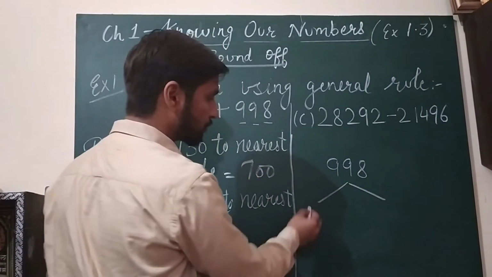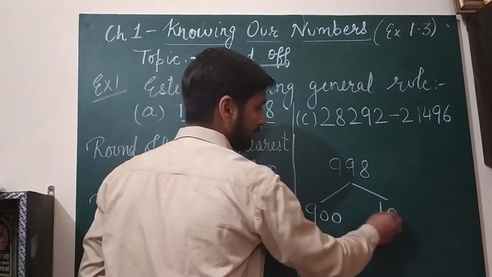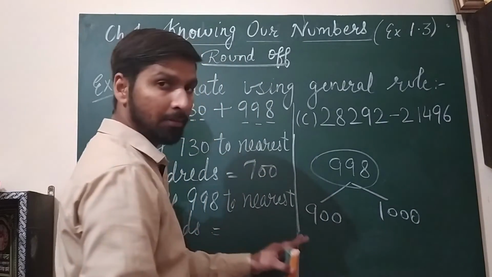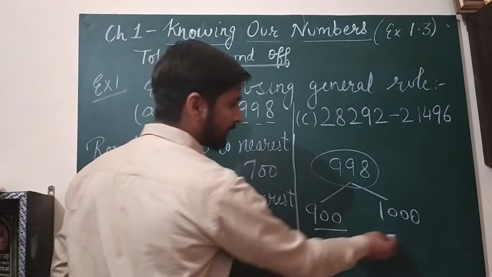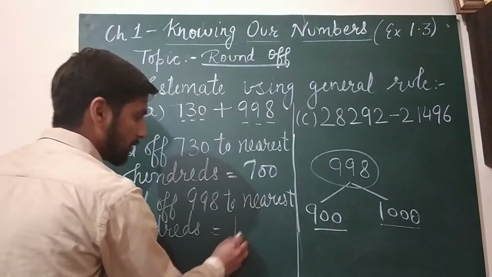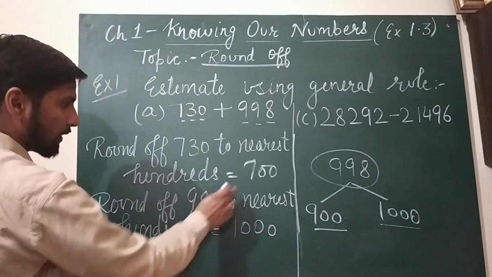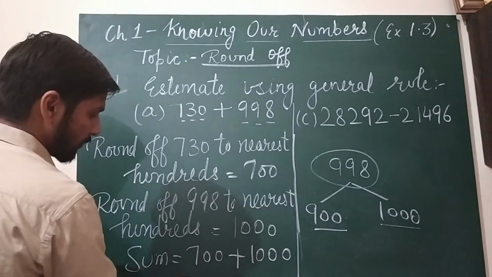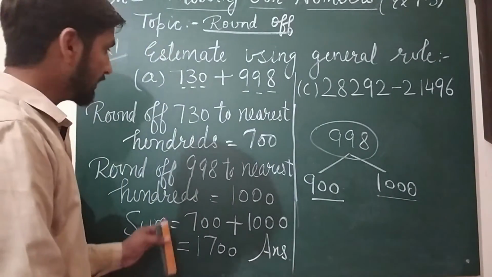Now if I round off 998 to nearest hundreds, 998 lies between 900 and 1000. Now if I have to find out a number which is nearer to 998, if I look at 900 and 1000, 1000 is nearer to 998, so it will be written as 1000. Now I have to add these, so sum is equals to 700 plus 1000, which is equals to 1700. That will be my answer of A part.